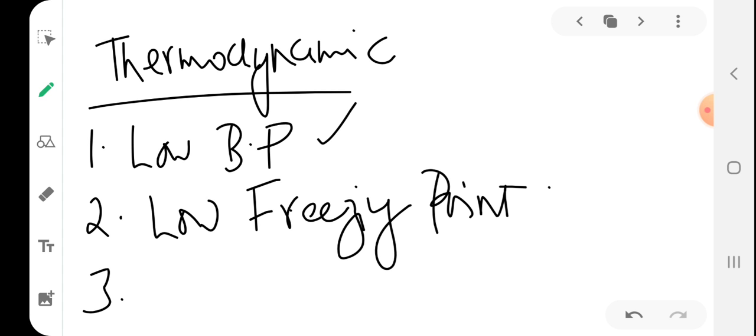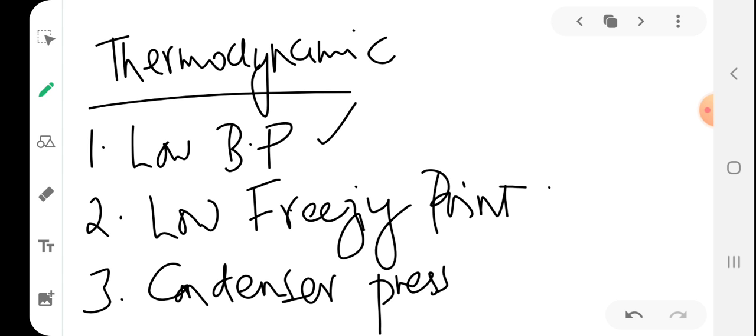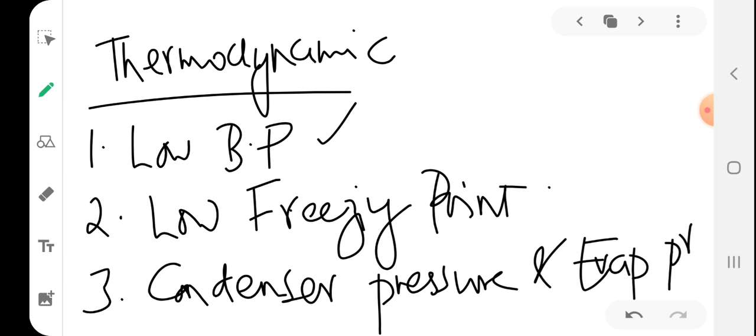Third point is condenser pressure and evaporator pressure. Condenser pressure and evaporator pressure should be positive, which means a little bit above atmospheric. Why? If it is below atmospheric, there will be a chance of atmospheric air leaking into the system, right? There will be a flow from the atmosphere into the pipeline or into the refrigeration system.